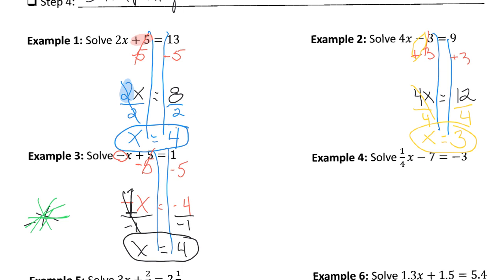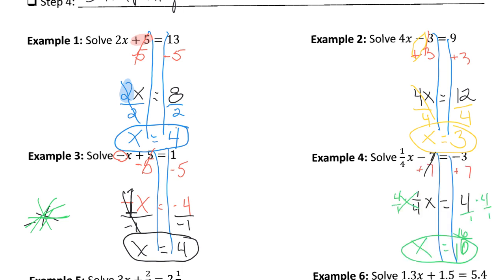Okay, I want you to try example 4. I know example 4 is a little tricky because it's got that 1/4 out front, but I think you got it. Okay, so hopefully for example 4, you got x is equal to 16. Remember, you multiply by your reciprocal up here.